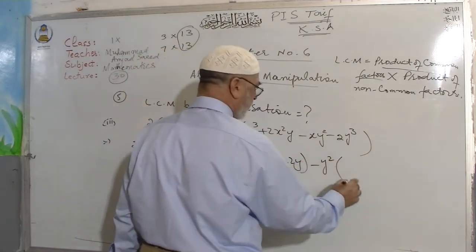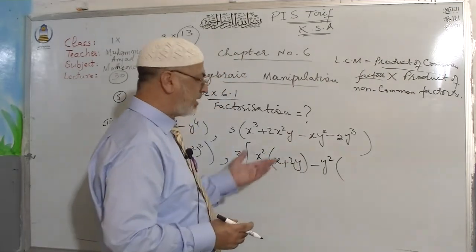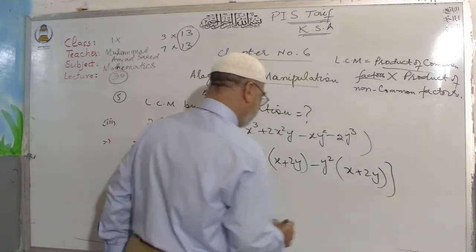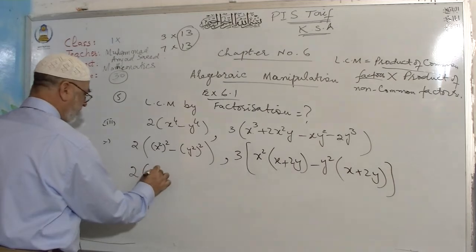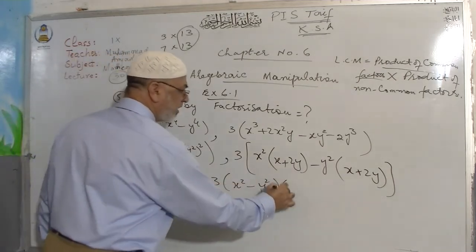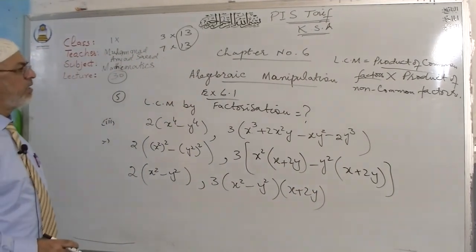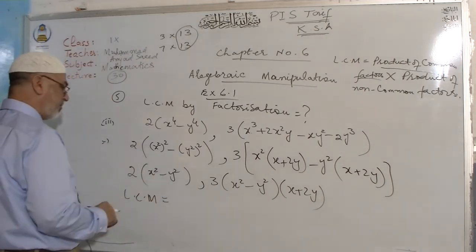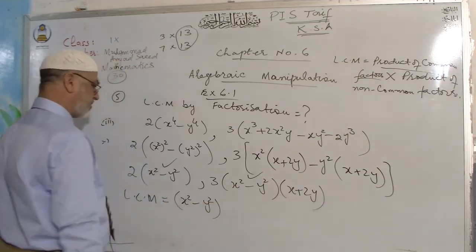Minus y square. You can take y square common, and you know that there is a negative sign here, so there will be a change of sign inside. So we have x plus 2y. Remove this, one is negative, one is positive, and x plus 2y. My dear students, you can check. LCM will be the product of common factor and non-common factor. Which is the common factor? x square minus y square, this is the common factor.